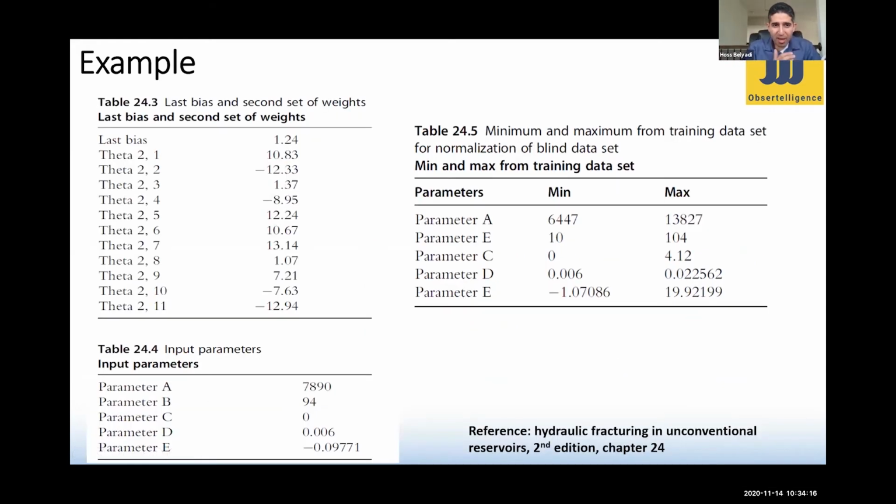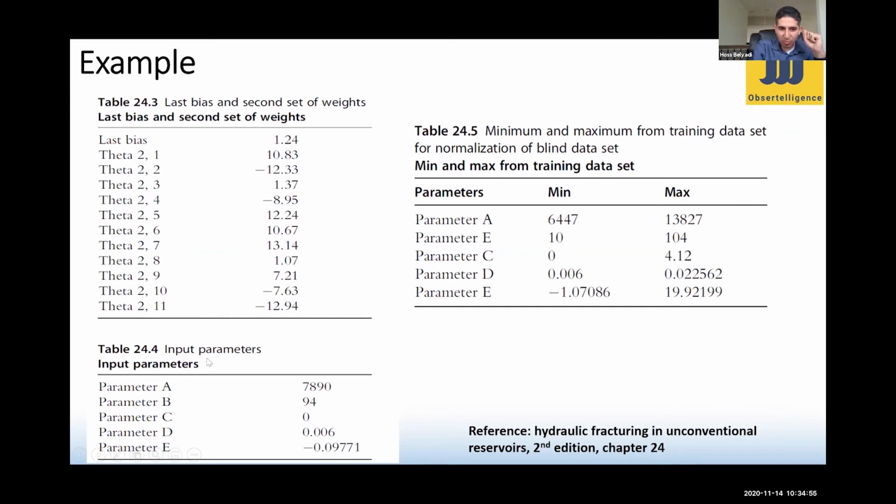Now let's look at this. Remember that you have an input layer. In this case, you also have a hidden layer with 11 neurons, and then you have your output. In addition to the first set of weights, you also get the second set of weights, which are 10.83, minus 12.33, and so on and so forth. You also get your last bias, which is 1.24. These are all from your trained neural network machine learning model.